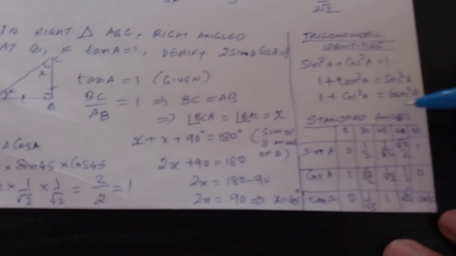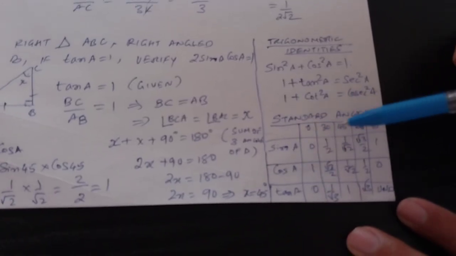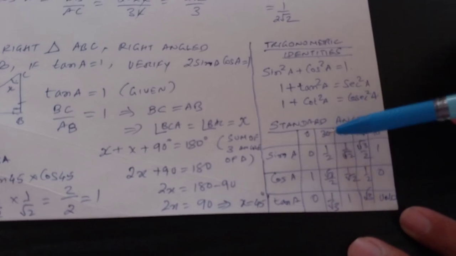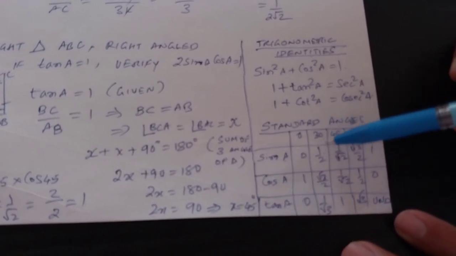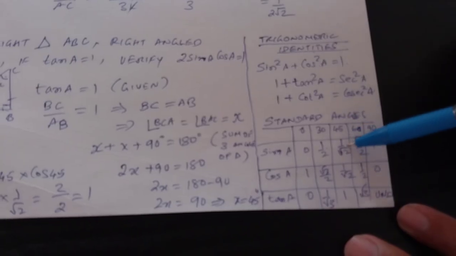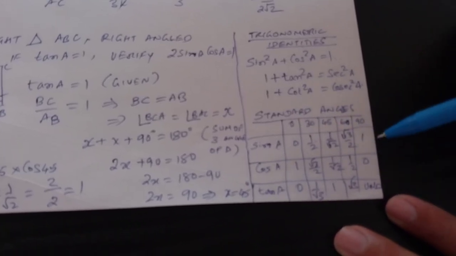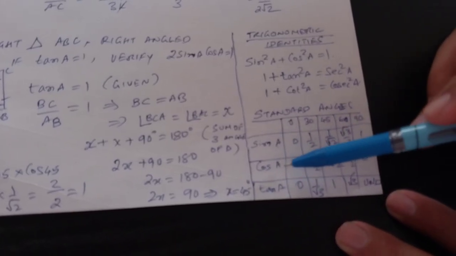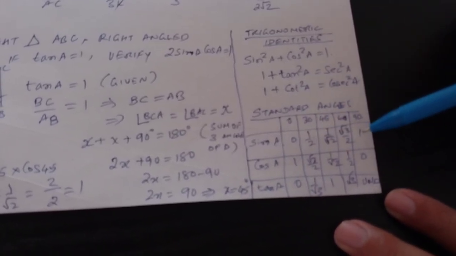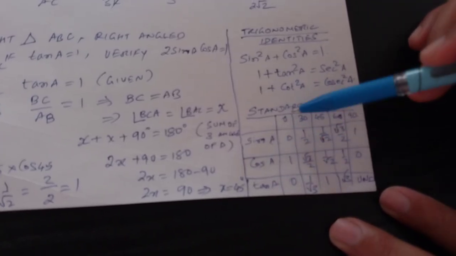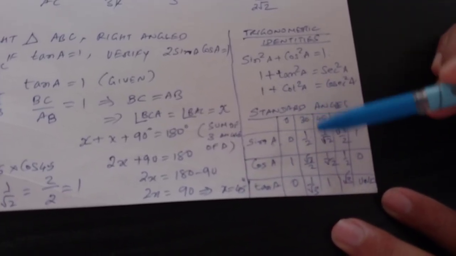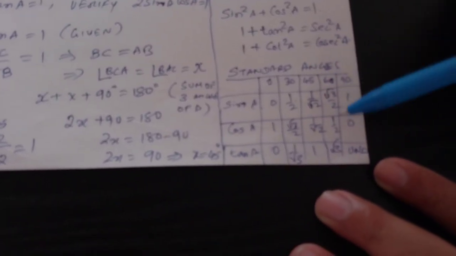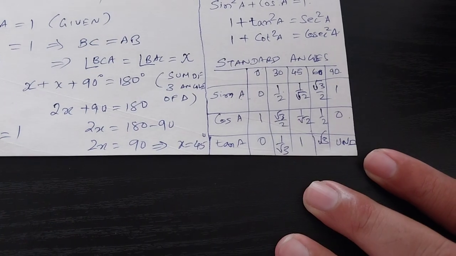Now you also have to know the sine of some standard angles. Sine of angle 0 is 0, sine of 30 is half, sine of angle 45 is 1 over root 2, sine of 60 is root 3 by 2, and sine of angle 90 is 1. Similarly, cosine is the reverse of sine, so you can start writing from the other side. Cosine of 0 is 1, cosine of 30 is root 3 by 2, cosine of 45 is 1 over root 2, cosine of 60 is half, and cosine of 90 is 0.